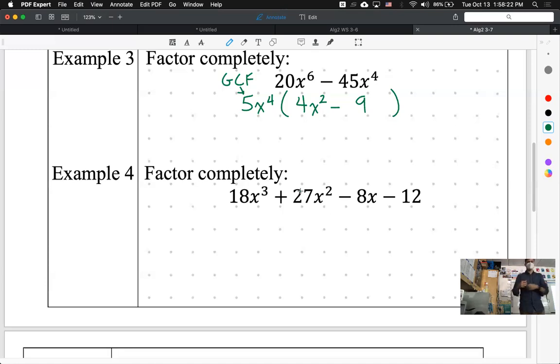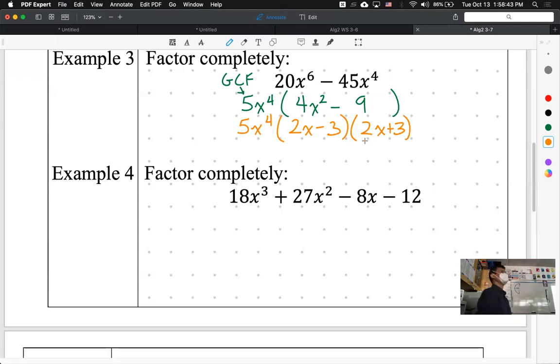All right, Jade, go for it. 5x minus 4 times 2x minus 3 times 2x plus 3. You are correct. How'd you get that? I basically split 4x squared minus 9 in half? I know what it's called.